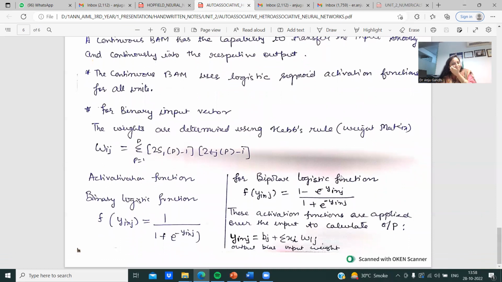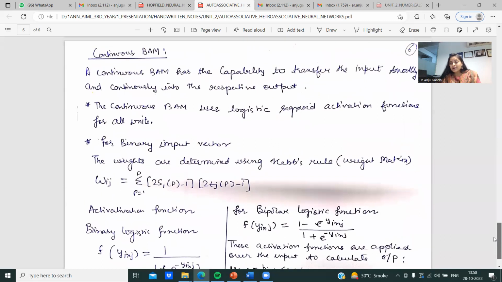The activation function will be the binary logistic function, as you see. This is the logistic function we have here, and for bipolar, this will be the bipolar logistic function. After the activation functions are applied on the input, the output is calculated. This is the way we calculate the output: we take the bias and the summation of all the x_i and w_ij, and we get y.